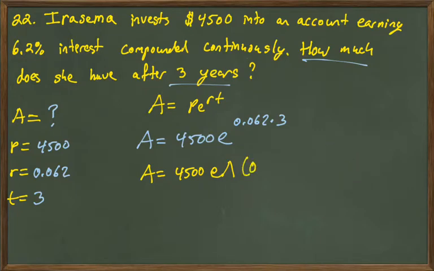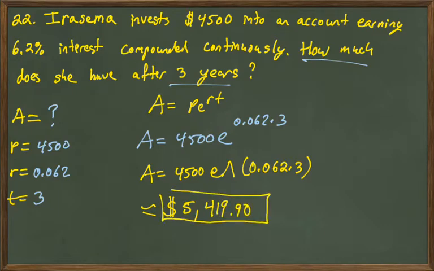Okay, so make sure you have those parentheses in there, and then go ahead and plug it in, and we're going to round to 2 decimal places. So our future value is $5,419.90. Okay. Let's look at maybe one more, and then we'll run into a couple of exponential growth decay questions here.